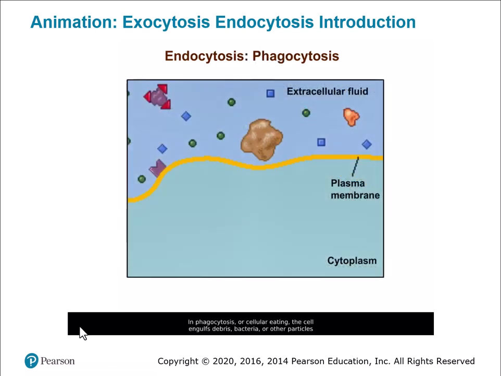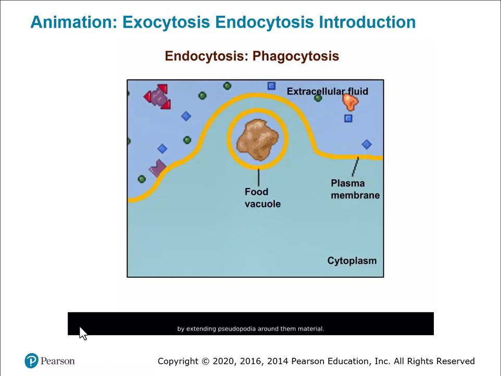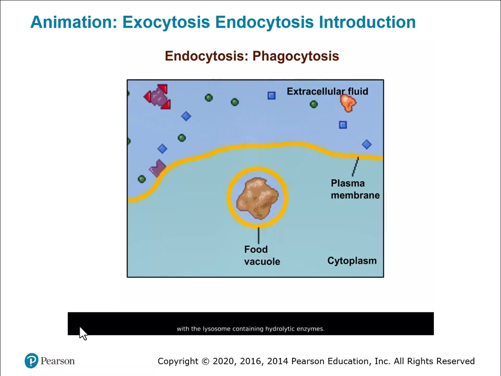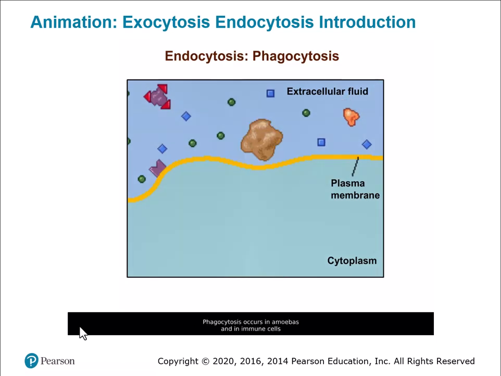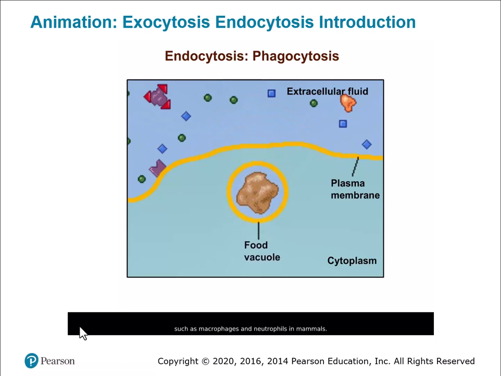In phagocytosis, or cellular eating, the cell engulfs debris, bacteria, or other particles by extending pseudopodia around the material. Invagination produces a food vacuole. The material inside the vacuole will be digested after the food vacuole fuses with a lysosome containing hydrolytic enzymes. Phagocytosis occurs in amoebas and in immune cells such as macrophages and neutrophils in mammals.